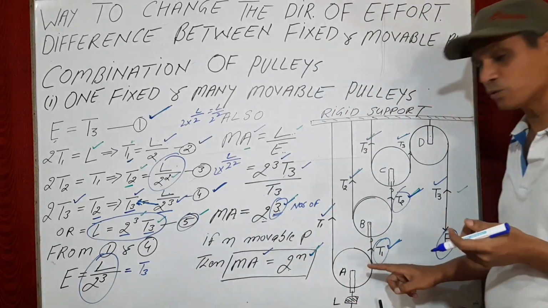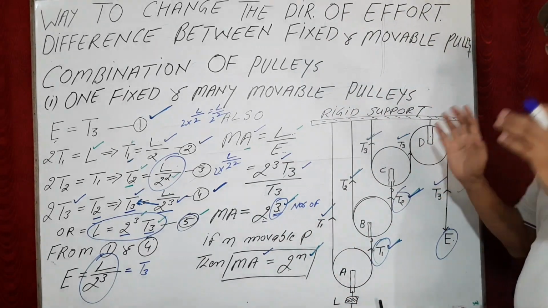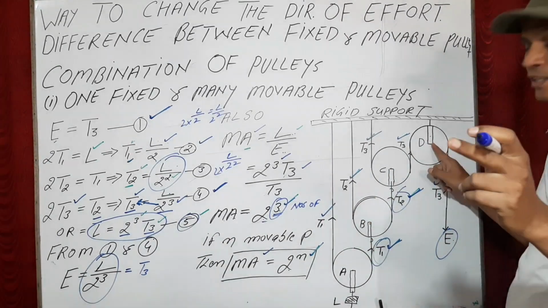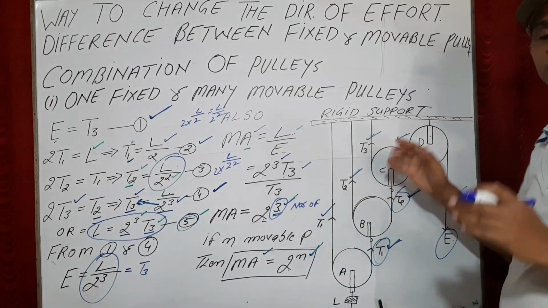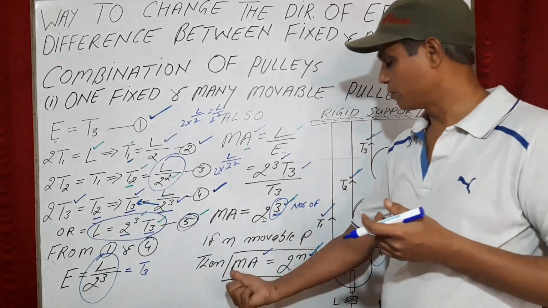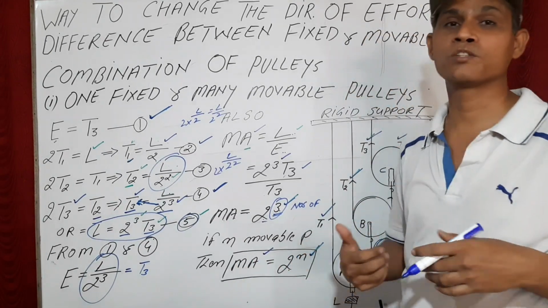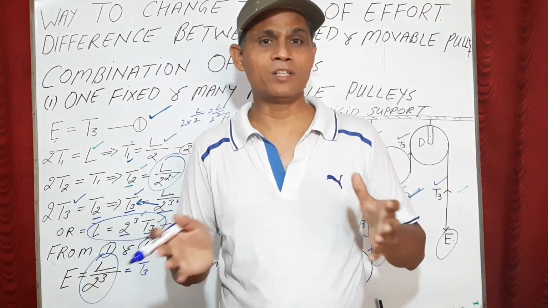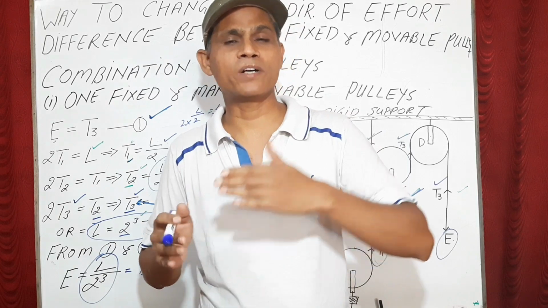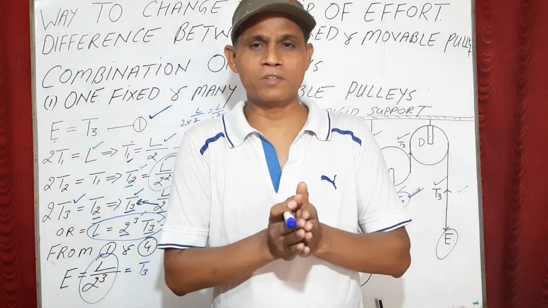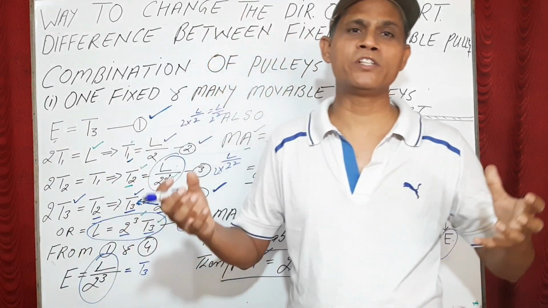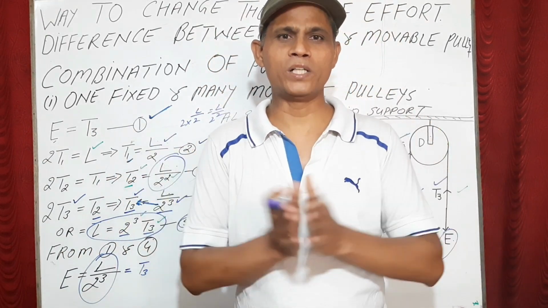Here in this diagram you can see 1, 2, 3, 4. 4 pulleys are there, but one pulley is fixed. So only 1, 2, 3, 3 pulleys are movable. So mechanical advantage is 2 raised to power n. In this way, the effort required over here will be very less. If I increase the number of pulleys, effort will also decrease accordingly. So that is why we use the combination of pulleys.